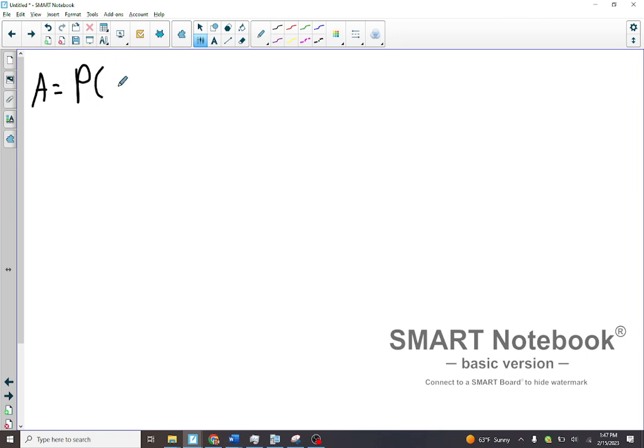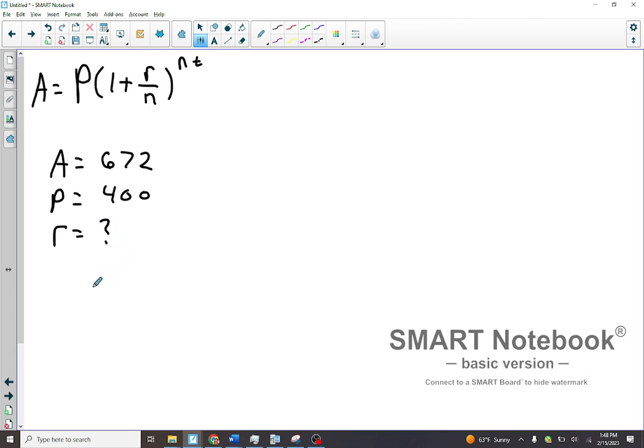Okay. So A equals P times 1 plus R over N, to the power N times T. For these questions, it will always be plus in this case. Now I can make a word statement. I'm just going to give you variables to work with. Let's say the amount was 672. Let's say the principal was 400. Let's say the rate, we're going to keep a mystery. Let's say the N is every 3 months, so that'll be a 4. And let's say you did it for 10 years, so we'll use 10.